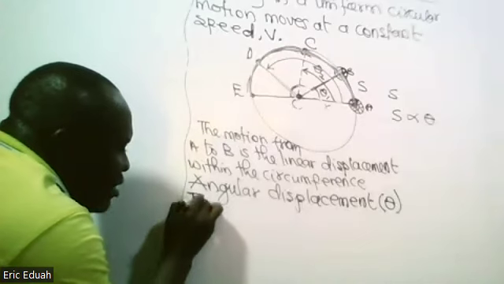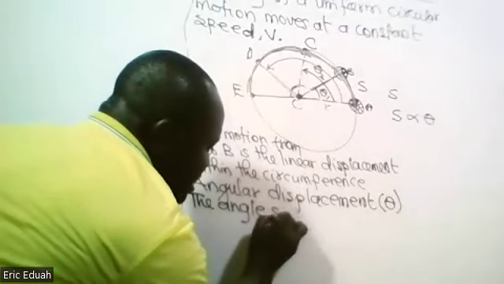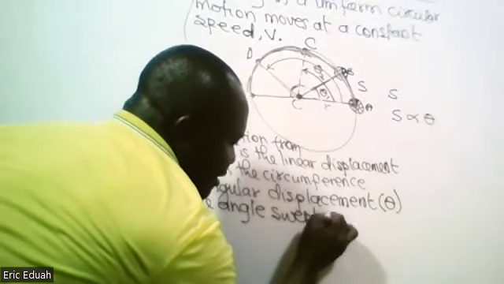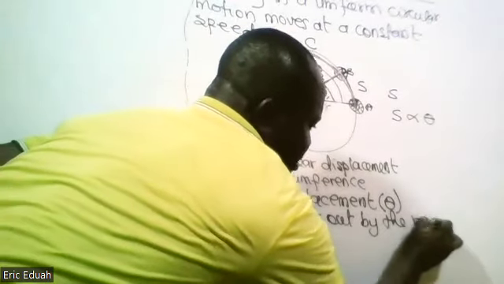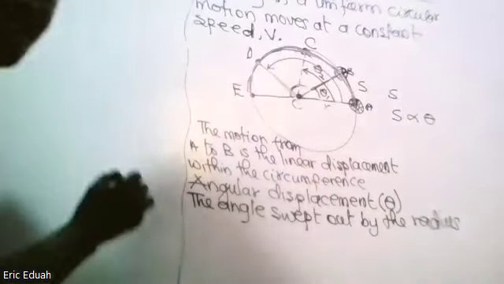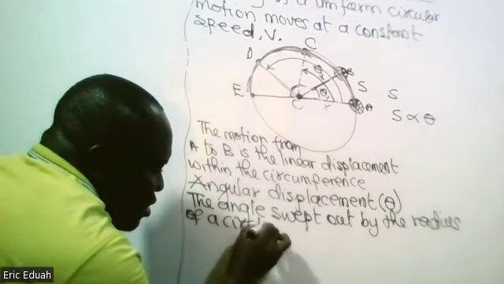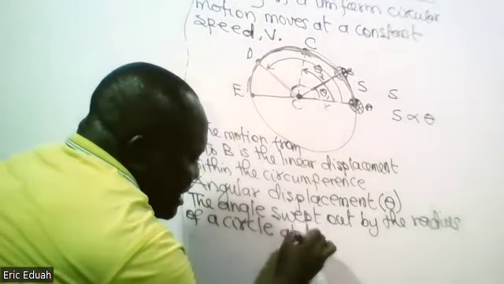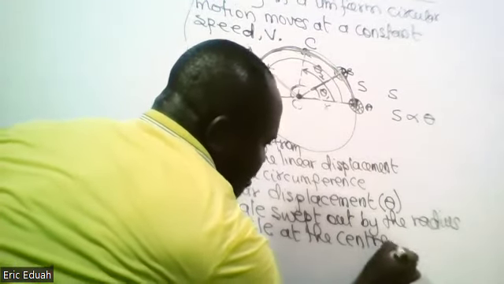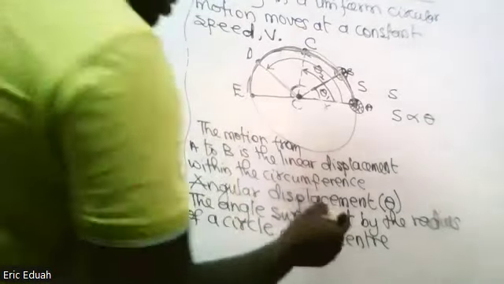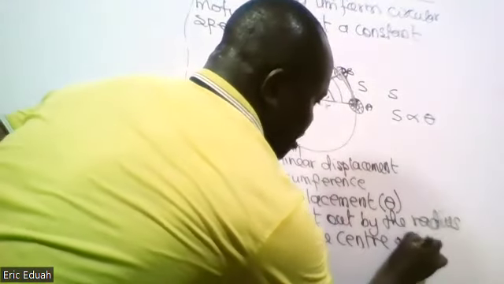So the angle swept out by the radius of a circle at the center. At the center of the circle. Okay, by the radius at the center of the circle.